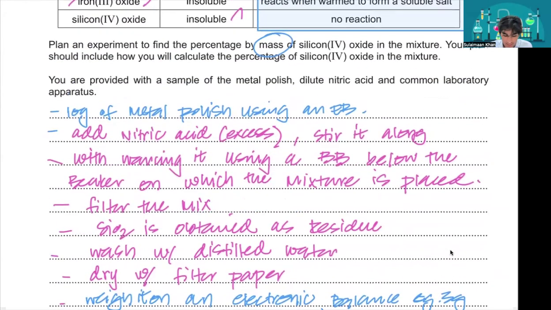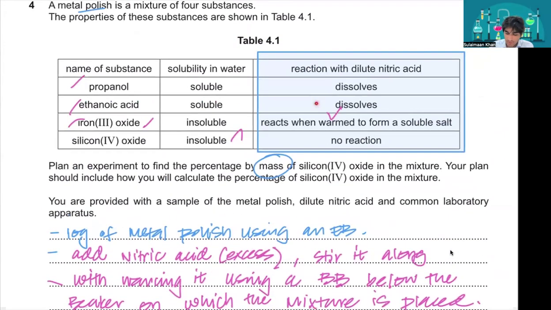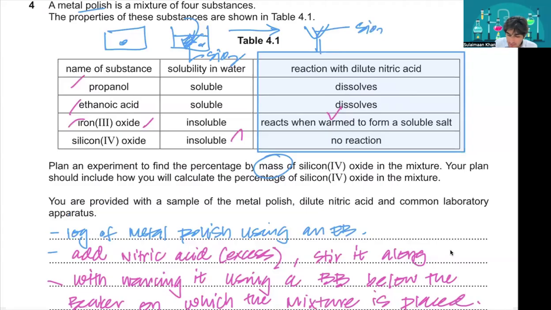No. Add excess acid. Add nitric acid in excess for it to dissolve all of these three things, and this would remain. Please visualize it. You weighed it, then you added it to a beaker, you added nitric acid to this polish, everything became soluble except for this beautiful SiO2. Then what did I do? I filtered it out. I got SiO2 as the residue. I washed it using distilled water, dried it with a filter paper, and weighed it on an electronic balance, and I got 3 grams. Literally, that's the entire idea behind the experiment.